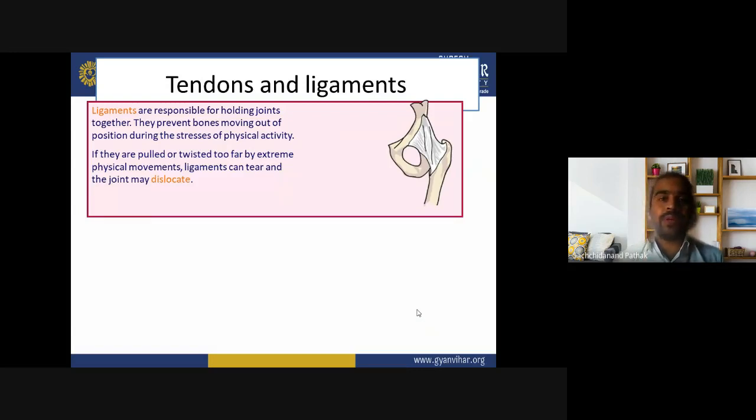But if you play with the ligaments, if you put too much pressure on your ligament, then the ligament will be destroyed, and then your bone will be dislocated.